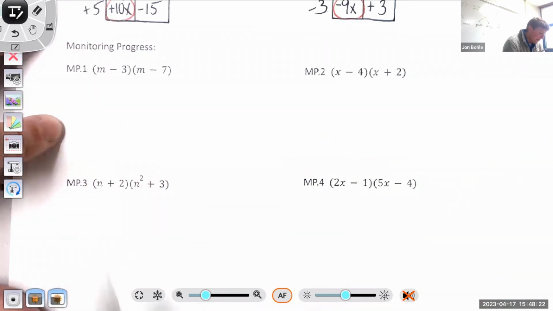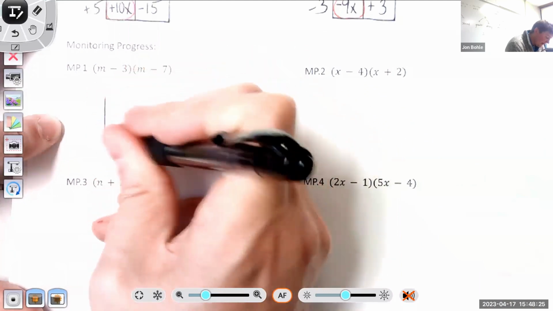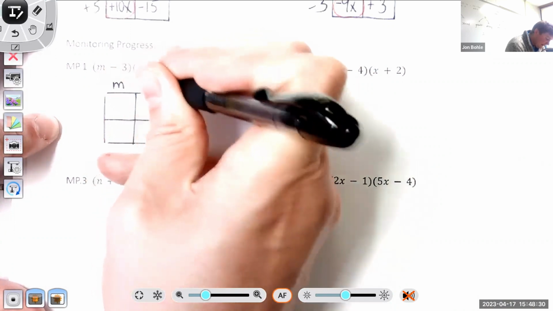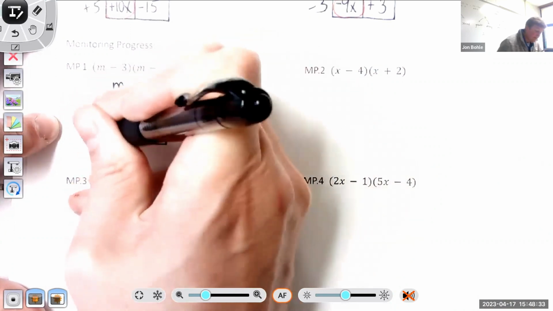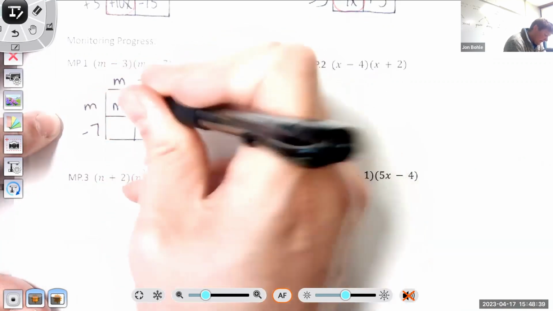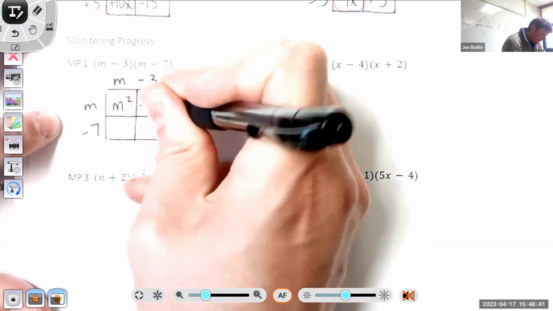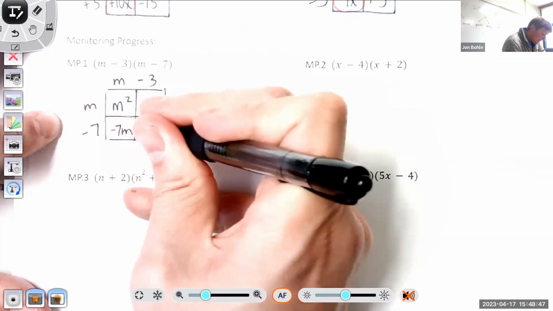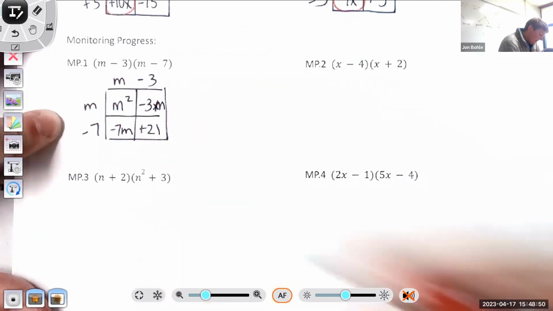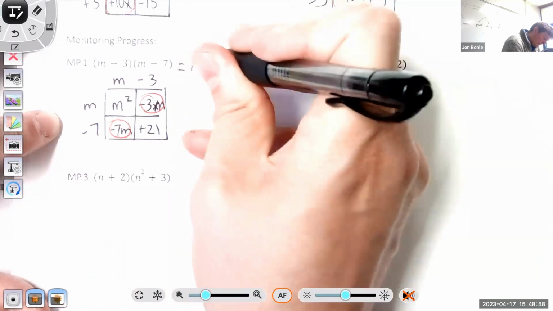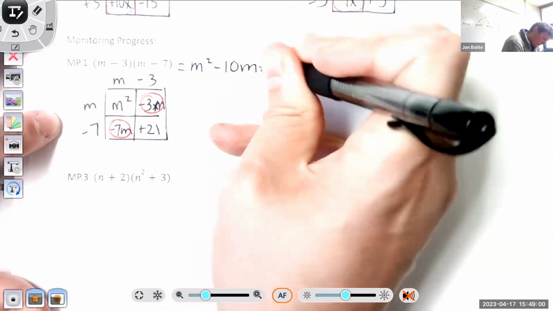best I can. So m-3 times m-7, set up a little box. The way you orient the box doesn't matter. So if I have m-3 on the top and you have m-7 on the top, it's okay. You should still get the same answer as me. So this m times m is m squared. M times -3 is -3m. M times -7 is -7m. -7 times -3 is +21. I do have like terms in -7m and -3m. -7 minus 3 is -10. So my answer is m squared minus 10m plus 21.